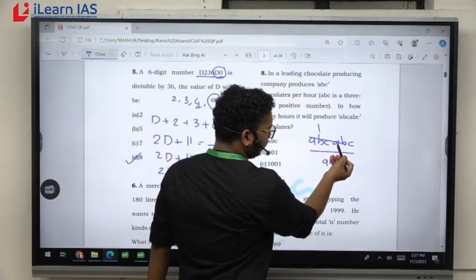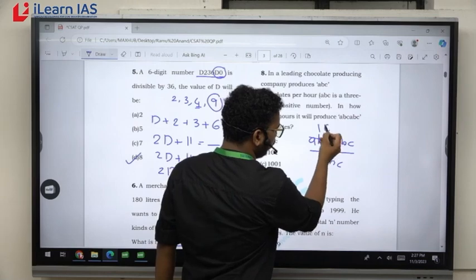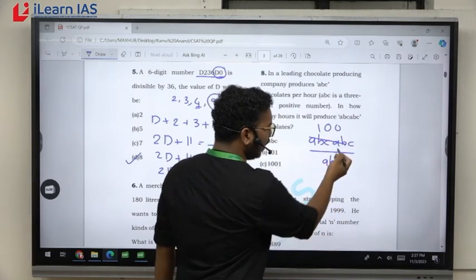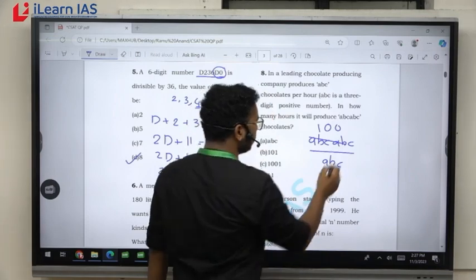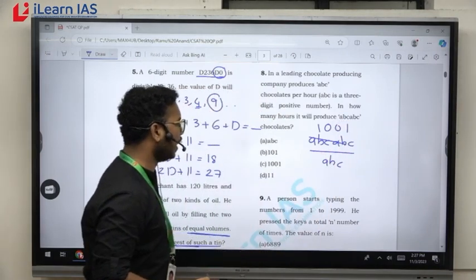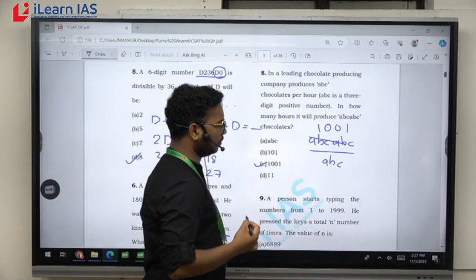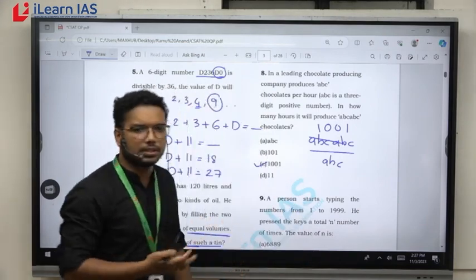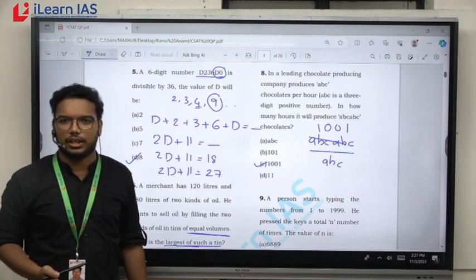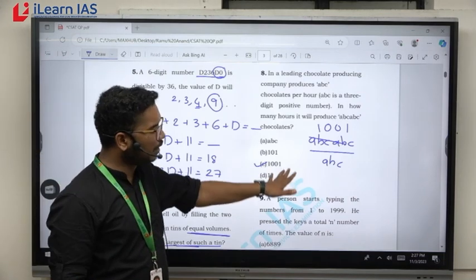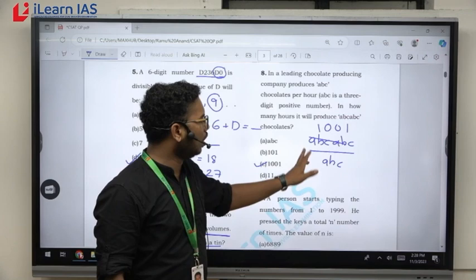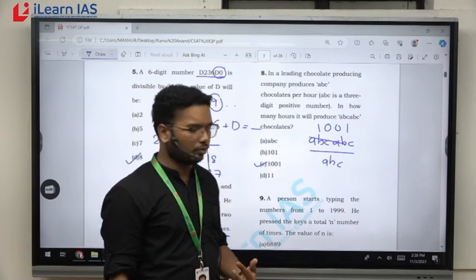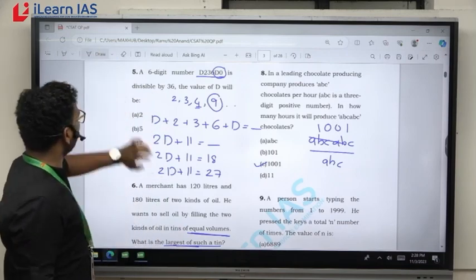Now A A is not divisible, so it is 0. AB is also not divisible, so again a 0. Again ABC is divisible, so 1. So the answer will be 1001. ABC into 1001 will give you ABCABC. Clear? This is a type of simple question, but you need to know how you divide a number when it is repeating. Okay? Now, moving on to next question.